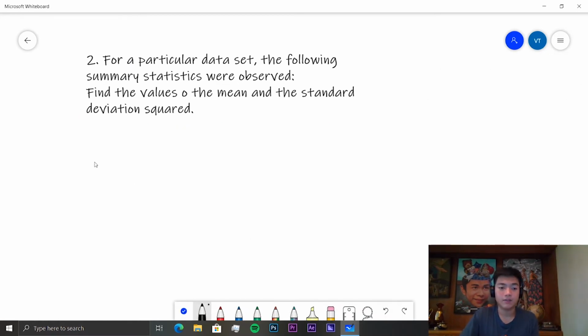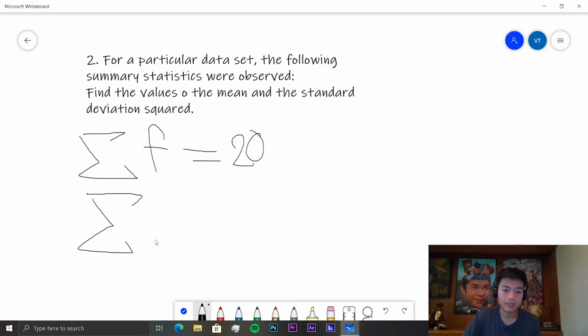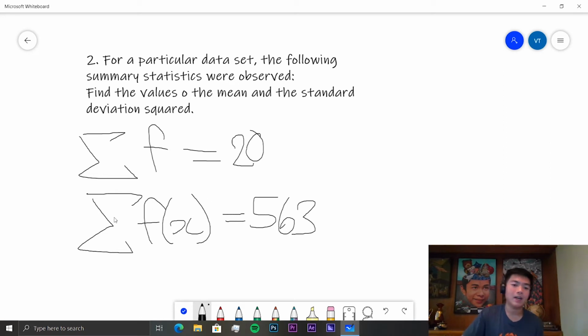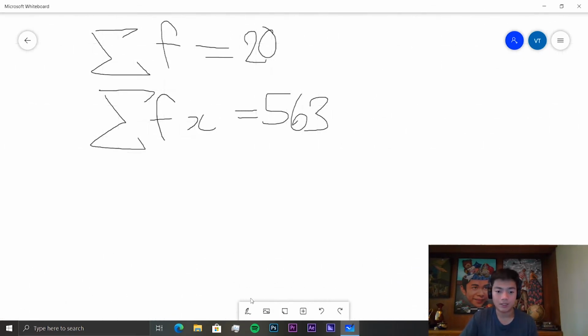So the first thing we note is the sum of the frequencies, which is the number of values, is equal to 20. So there are 20 terms in the set. Next, the sum of the actual values of x is equal to 563. So if we add up all the terms, we'll get 563.